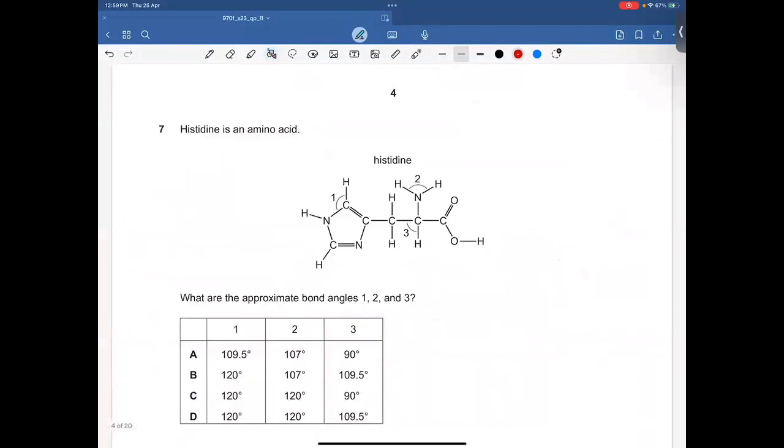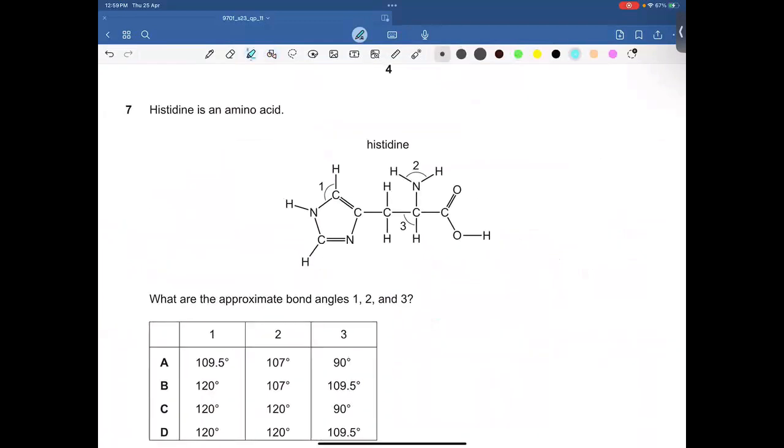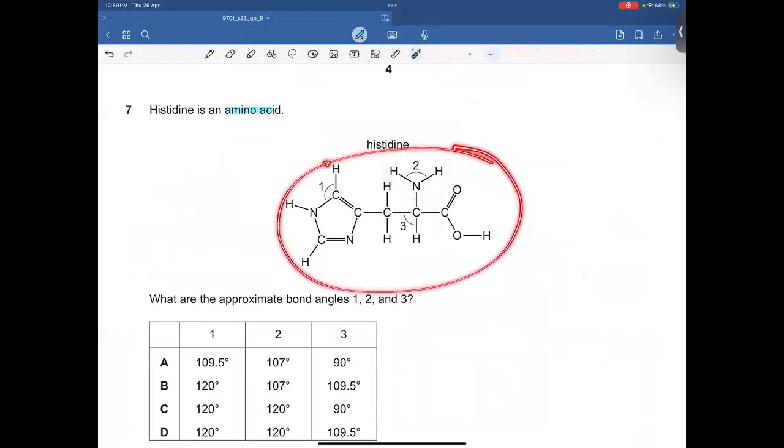Now, question number 7, histidine is an amino acid. Amino acid is a class of compound which contains both amino and carboxylic groups. So this is the amino group and this is the carboxylic group, which means this compound belongs to the amino acid family. All right.